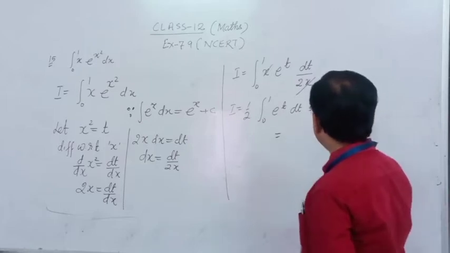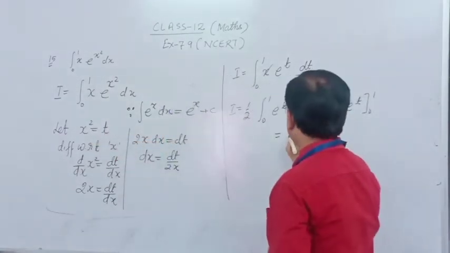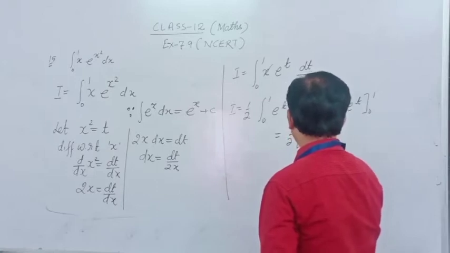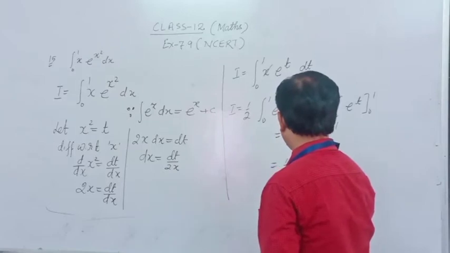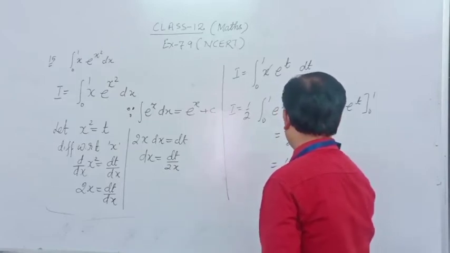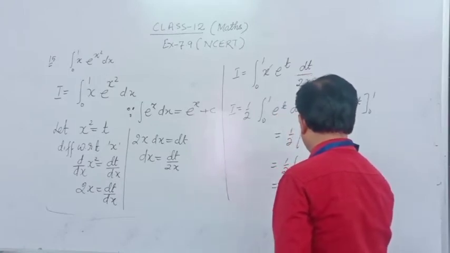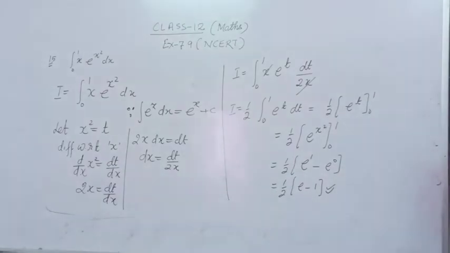Now students, at last we put the value of t as x square. So this is 1 by 2 e to the power x square from 0 to 1. Now substitute the limits. This is e to the power 1 minus e to the power 0. So this is 1 upon 2 times (e minus 1). So if you note this down, this is a good question.